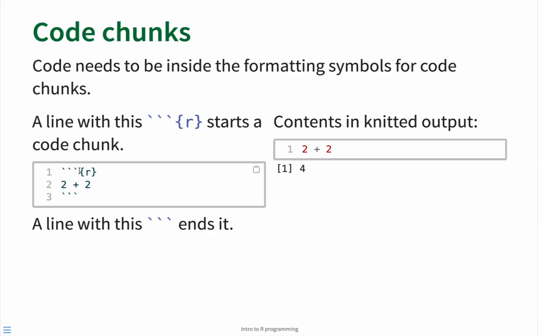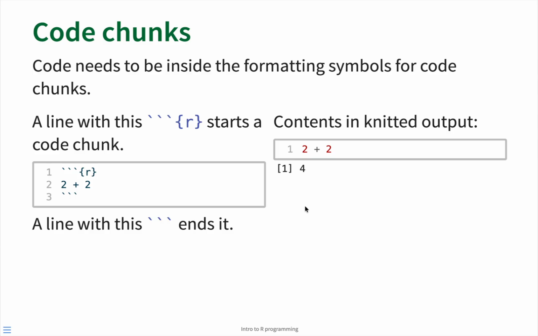That won't work. The curly brackets R indicates that the code in this chunk is code written in the R programming language. Technically, it's possible to write code in code chunks in other languages, so we need to explicitly indicate that, no, this is R code. Then we have whatever code we want. We can have as many lines as we want. Here we just have one line where we're saying 2 plus 2. And then we end the code chunk with a line of just 3 backtick symbols, nothing else.